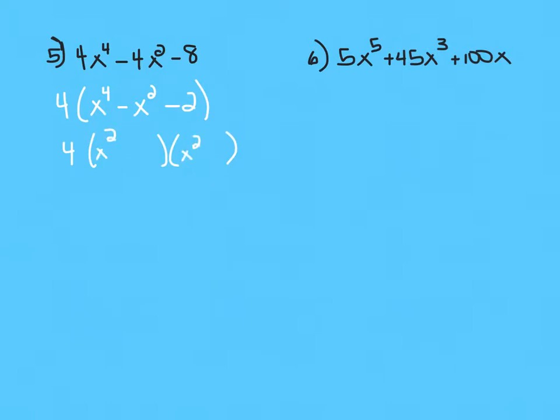And then all I have to do is come up with 2 numbers that add to the negative 1 that's in front of my x squared and multiply to negative 2. So that'll be negative 2 and positive 1.